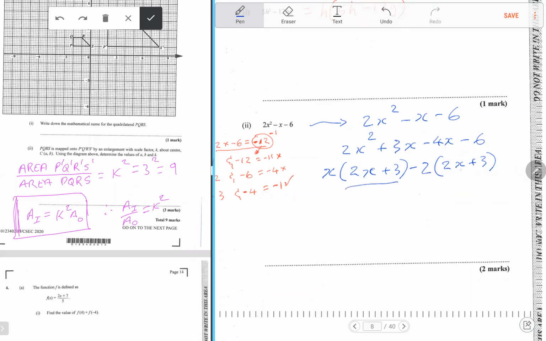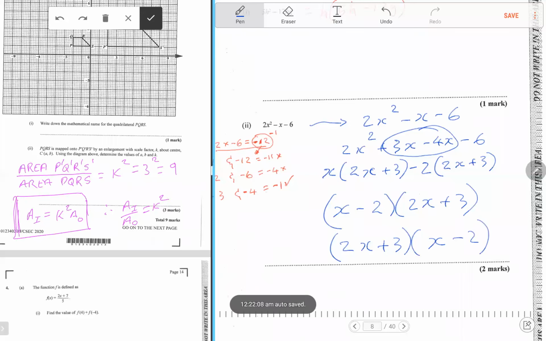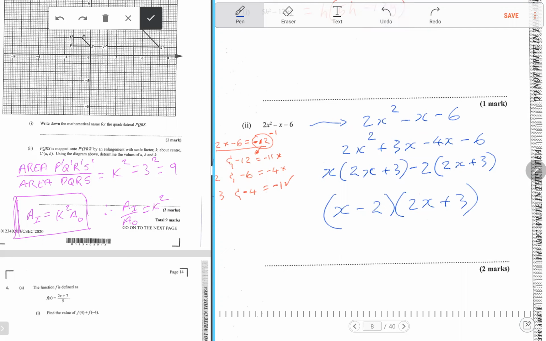Then the 2x plus 3 and the 2x plus 3 are the common factor now. So it becomes x minus 2 times your common factor of 2x plus 3. If you had switched these around at the start and put minus 4x plus 3x, then maybe you would have gotten 2x plus 3 in front of the x minus 2. It doesn't matter, it's still correct. Same 2 factors. The order that you put them in doesn't matter, but those are the 2 factors.